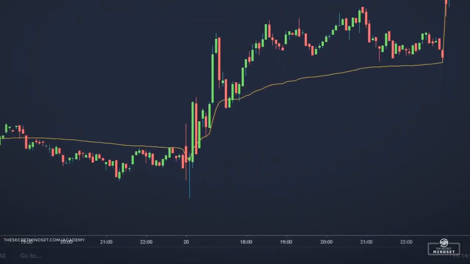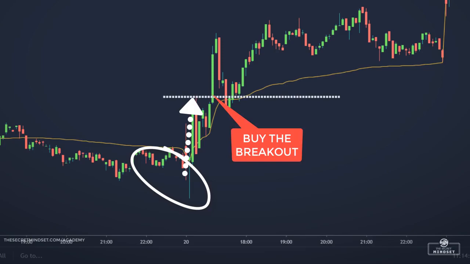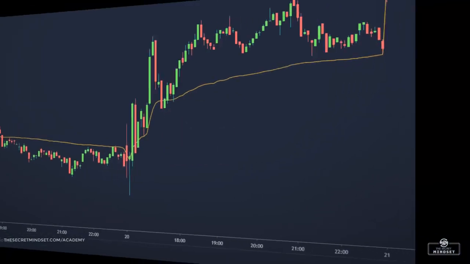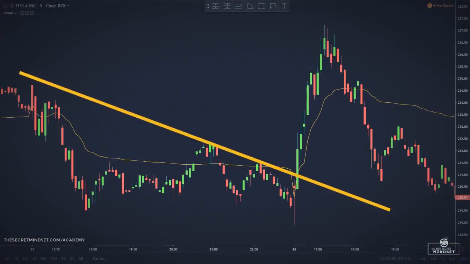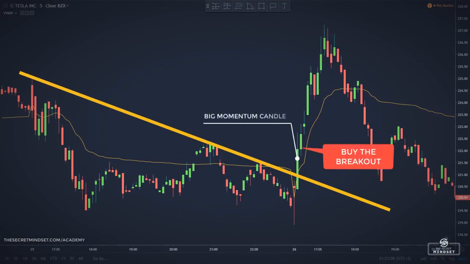Essentially, you wait for the stock to test the VWAP to the downside. Next, you will want to look for the stock to close above the VWAP. You will then look to buy above the high of the candle that closed above the VWAP. Here are some examples of VWAP breakout trades.